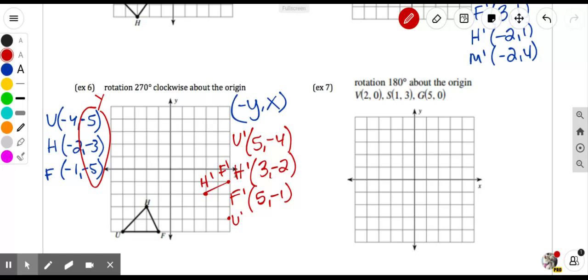There also is a way to do these without the coordinate rule by turning the paper. But if you're interested, let me know and I can meet with you virtually and show you. So there's that one.